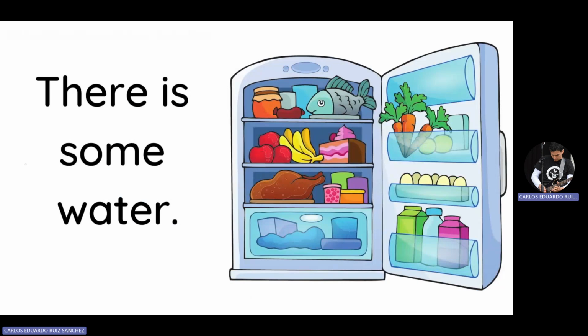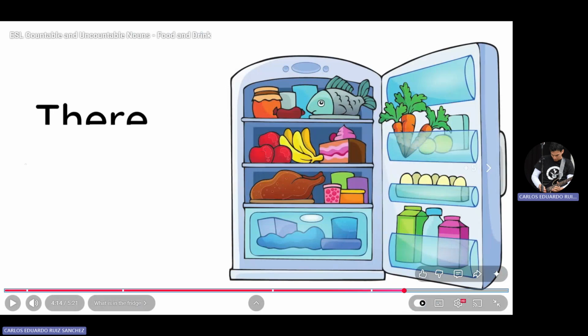Another example, there is some water. Some water. We can't count the water. Ella no está contando el agua como tal, ella está diciendo que hay algo de agua. Podríamos sacar los vasos, los frascos, en lo que sea que esté empacado el agua y contar esos elementos, pero no el agua. So, water is in singular form, so she was using there is. Another example.